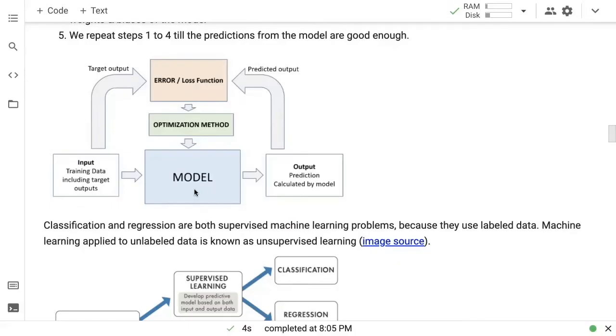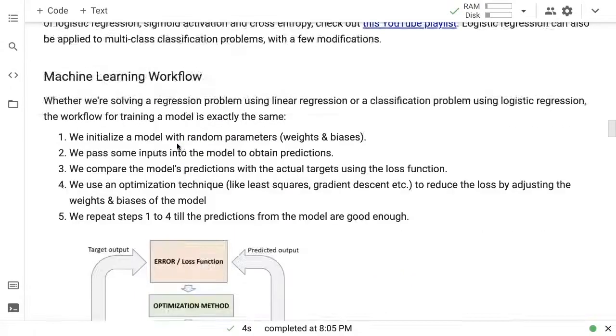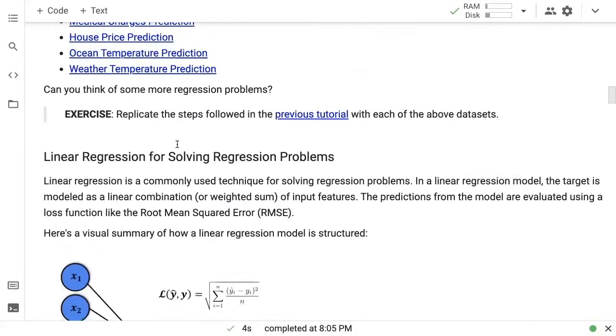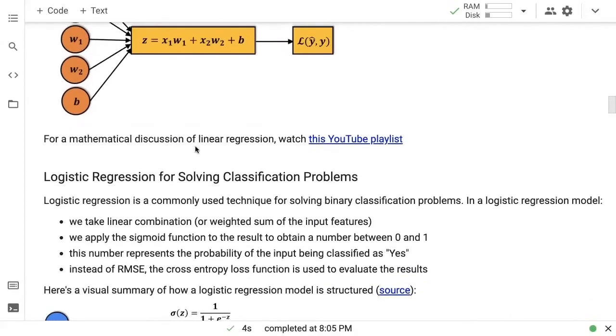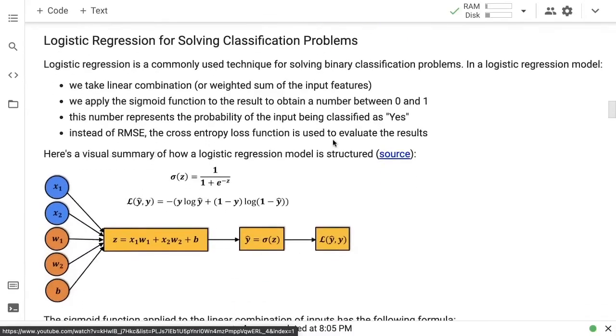And as we do this over and over repeatedly for long enough, the weights get pretty good, and then we can use the model to make predictions on new data, right? That's the machine learning process that we followed for linear regression, okay? And if you want to see a more mathematical discussion of linear regression, you should check out this YouTube playlist that I've linked to here. And that will then go through in more detail how each component fits in and how the optimization works.